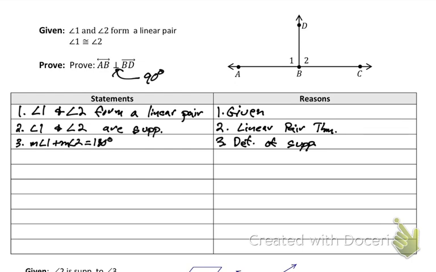Is there another given? Yes. I have angle 1 is congruent to angle 2. That is given to me as well. I don't like congruent symbols. They don't work with adding and subtracting. How do I get rid of the congruent symbol? Yeah, Ty.